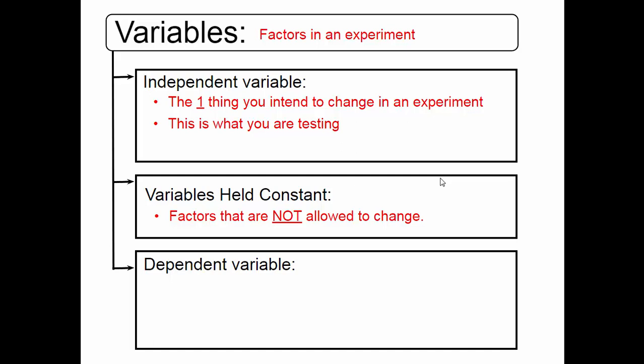And then we have what we call the dependent variable. The dependent variable or variables are the data you're collecting, the information you're going to gather that's going to allow you to make your conclusion.